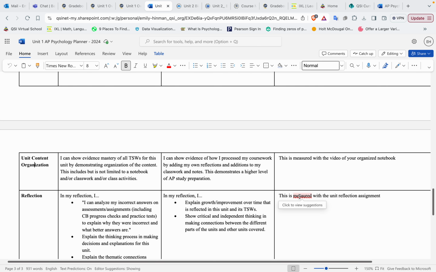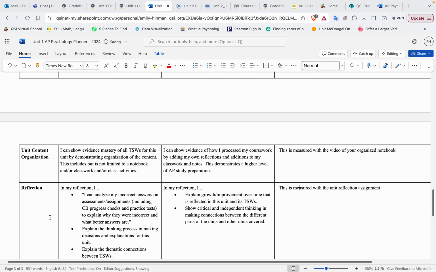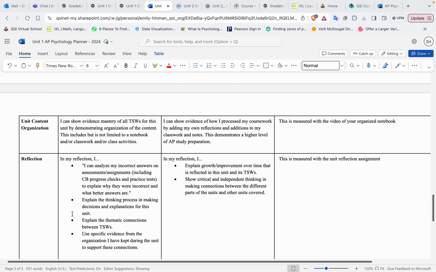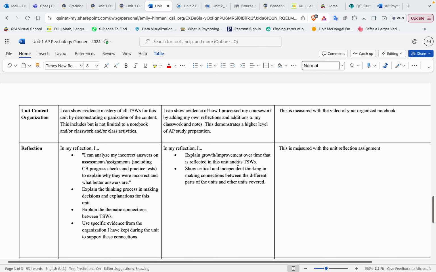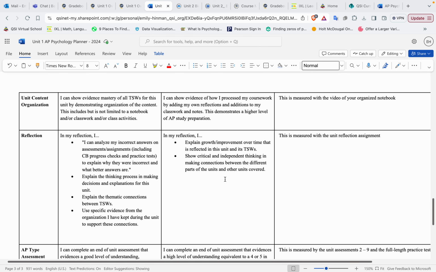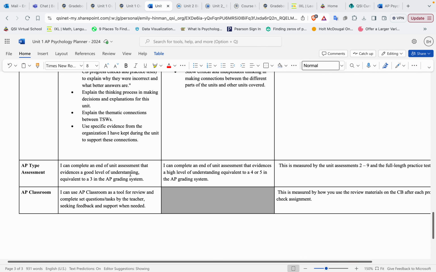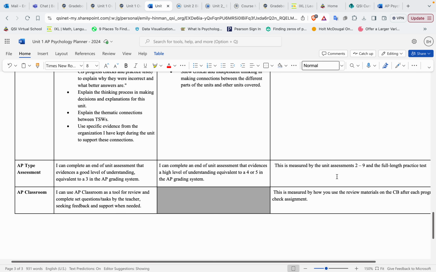This also brings us to the reflection, because in every unit you're going to have to say where you think you are with the TSWs, and I've asked you some questions to try to measure the B-level mastery or the A-level mastery. You'll see that every unit has a reflection assignment, and then an AP type assessment, right? So you're going to need to get a 3 or a 4 and a 5. And again, for Unit 1, this is going to be with every unit. Some of the other units, it all depends on how the College Board and QSI work, so I should back up.